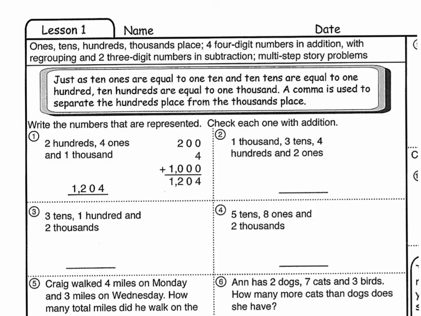All right, here we go with lesson number 1. You're going to be learning about place value in this lesson: ones, tens, hundreds, and thousands, and 4 4-digit numbers in addition with regrouping, and 2 3-digit numbers in subtraction. Multi-step story problems. We're going to throw a lot at you in this because it's all review of the 3rd grade Excel. All right, so I'm reading right here.